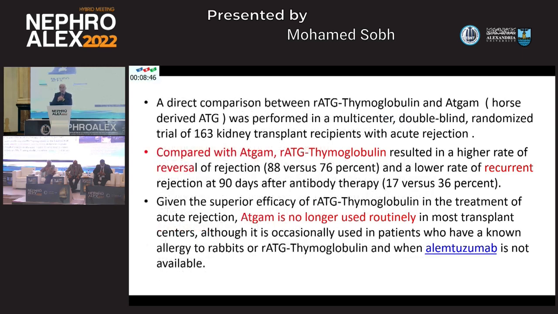A direct comparison between rabbit ATG and ATGAM. We know rabbit ATG, you inject thymus into a rabbit. ATGAM, you inject thymus into horse. They found that the rate of reversal of rejection episodes was significantly higher with rabbit ATG than with ATGAM. Also, recurrence of rejection episodes was more frequent in patients treated with ATGAM than those treated with rabbit ATG. So most centers now use rabbit rather than horse ATG.